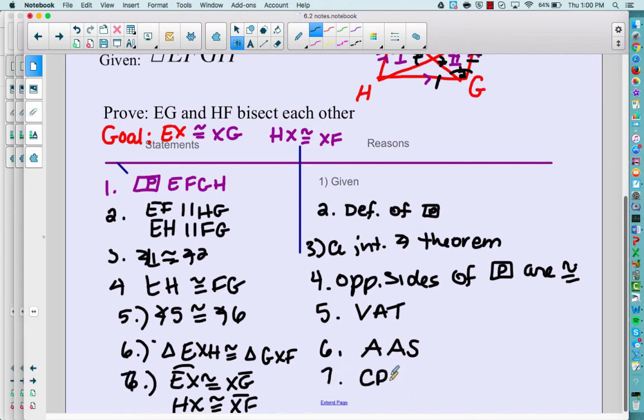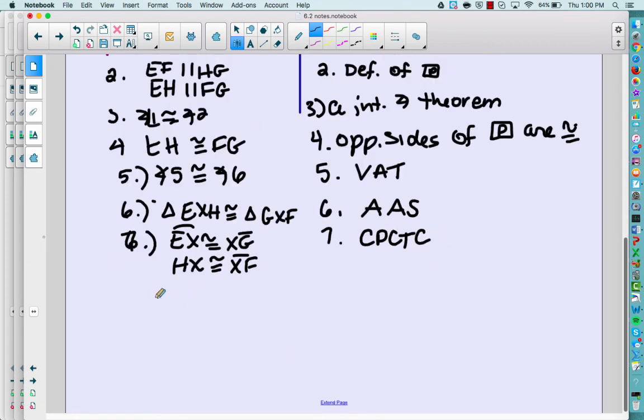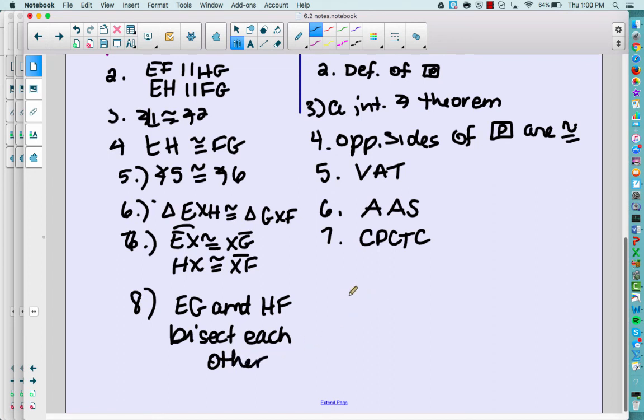Because of CPCTC. So does that mean that they bisect each other? It does. So step 8 would be that EG and HF bisect each other because of the definition of a bisector.